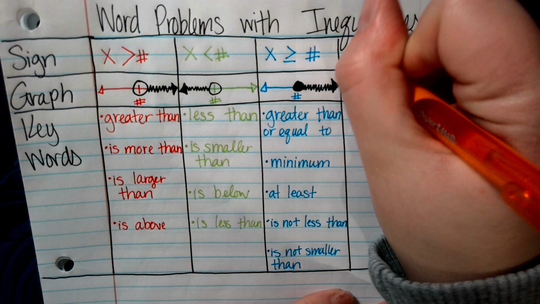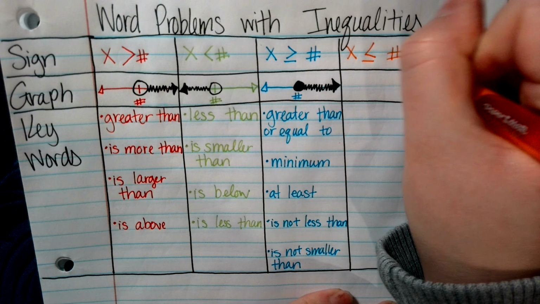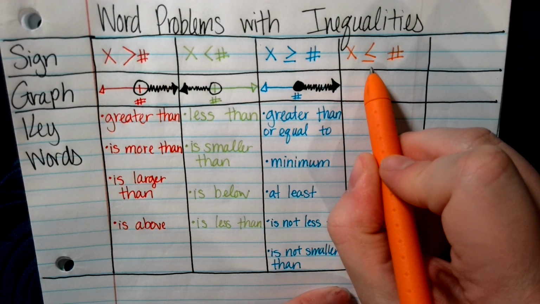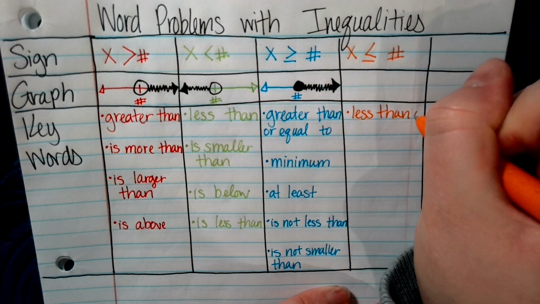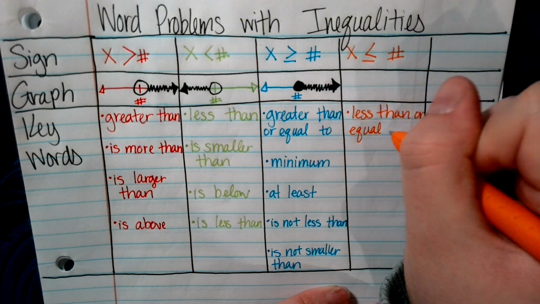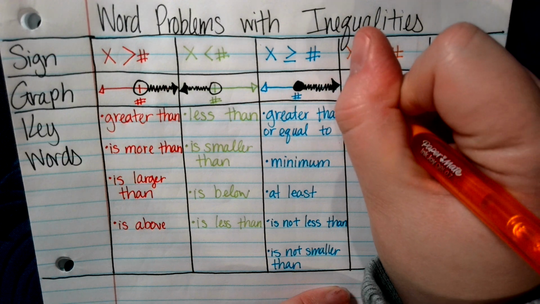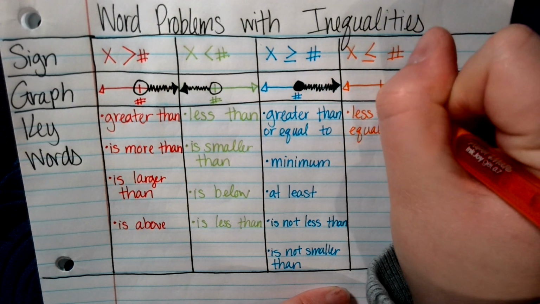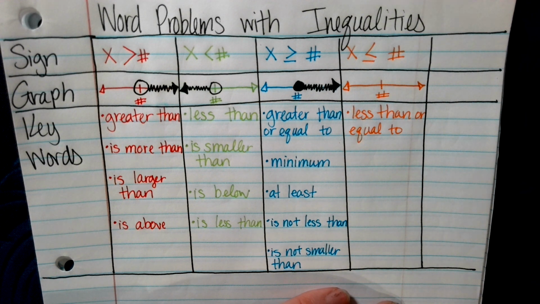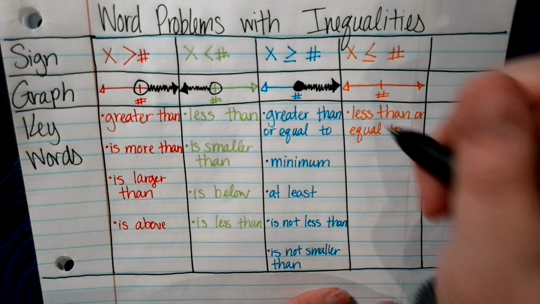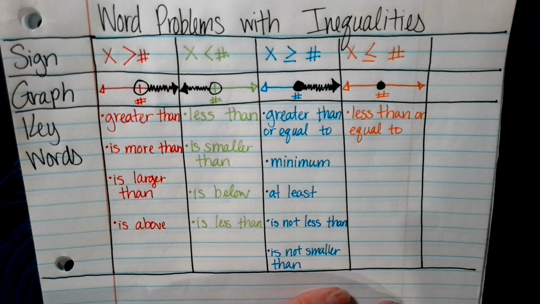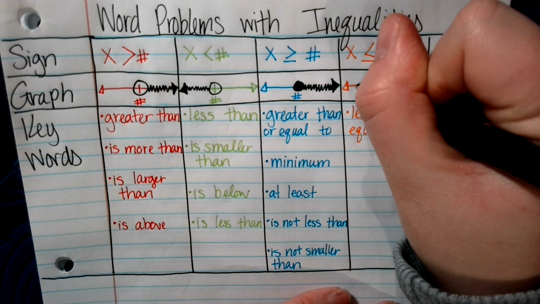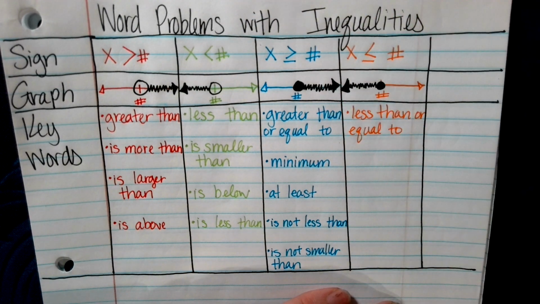Our last inequality symbol is going to look like this. What's that symbol called? Less than or equal to. If we put this number on a graph, is that going to be an open or closed circle? Closed circle. Because that line underneath, it includes this number in our answer. Then we shade to the left or to the right? To the left. It needs to be equal to or smaller than that number.